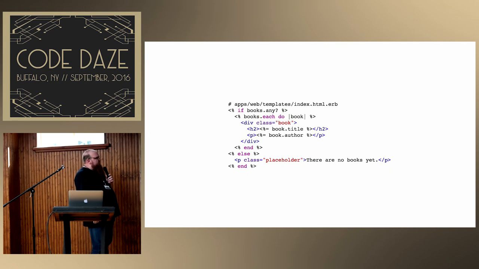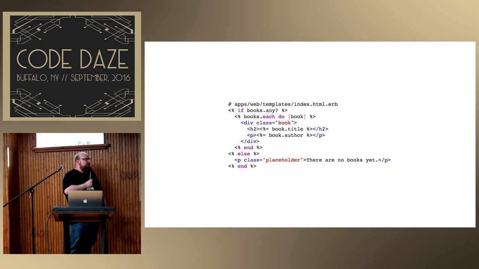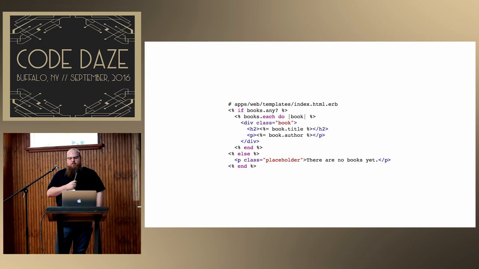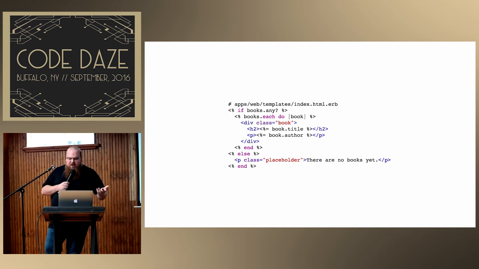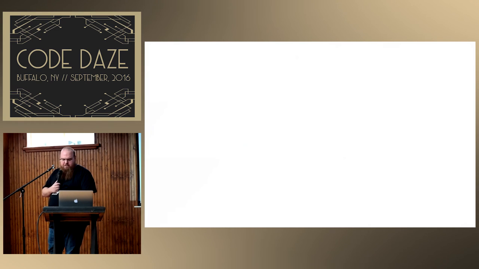So, this is our, I should say, templates home index HTML ERB. So all we're doing is we're saying, well, if there's any books, let's loop through them, put a div with the title and the author. If there's no books, hey, there's no books. So pretty simple ERB code. So at this point, though, we're calling books. Well, how do we get books down that layer to the template?